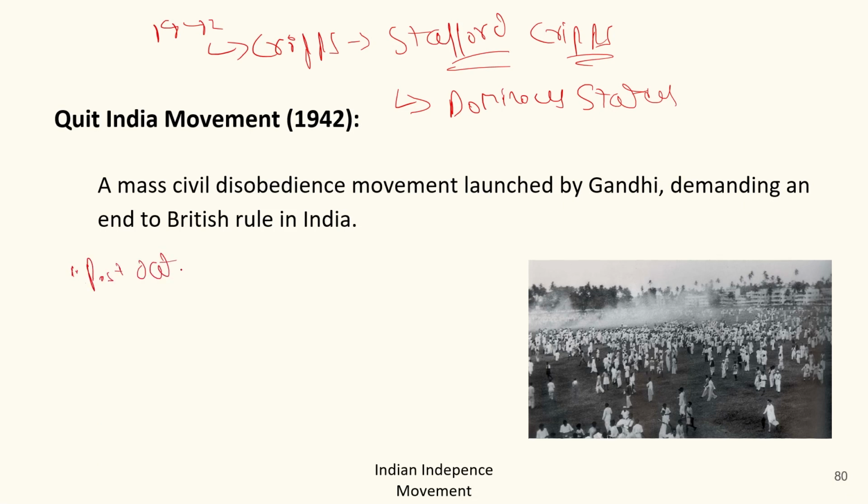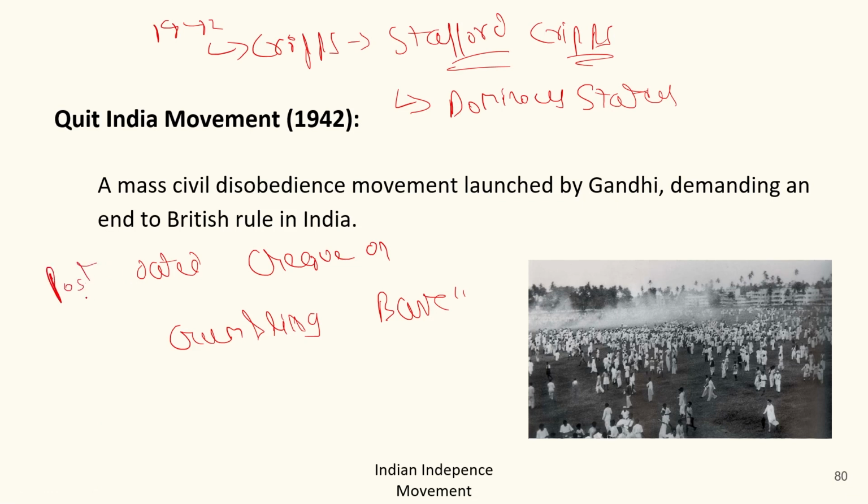A post-dated check on a crumbling bank. Okay. So basically the Cripps Mission was also denied because they were offering dominion status after the war, and no one was aware of when the war would end. So various Congress leaders and other political party leaders denied the Cripps Mission statement, and Gandhi also made a statement over the Cripps Mission, that it was a post-dated check on a crumbling bank.